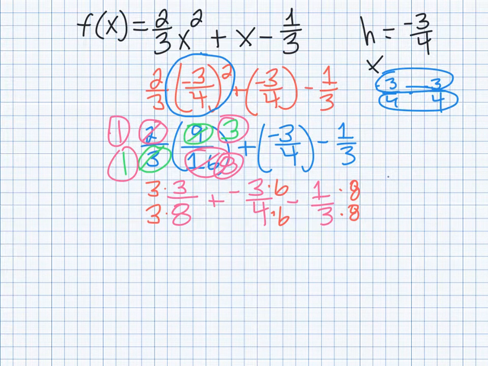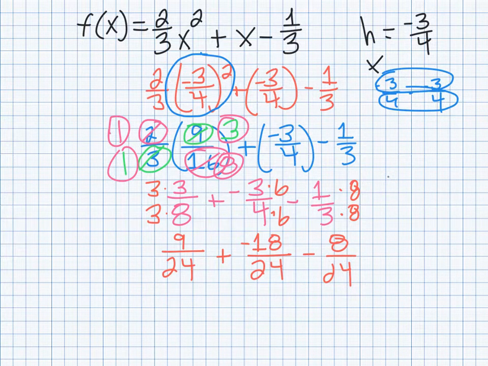Alright, so 3 times 3 gives me 9. 3 times 8 gives me 24. And then over here, I get negative 3 times 6, I get negative 18. 4 times 6 gives me 24. 1 times 8 gives me 8. 3 times 8 gives me 24. Alright, I'm almost there.